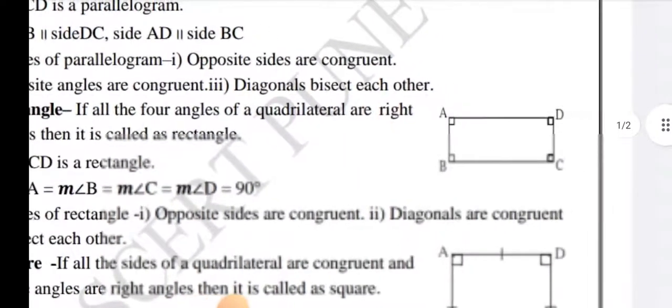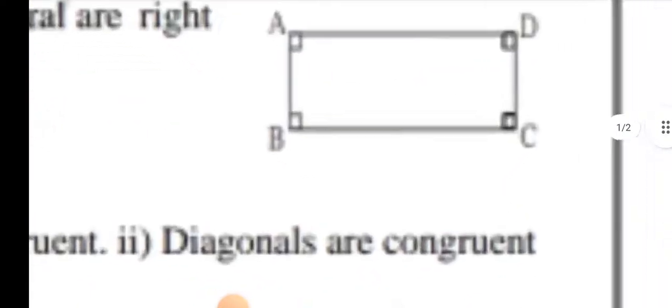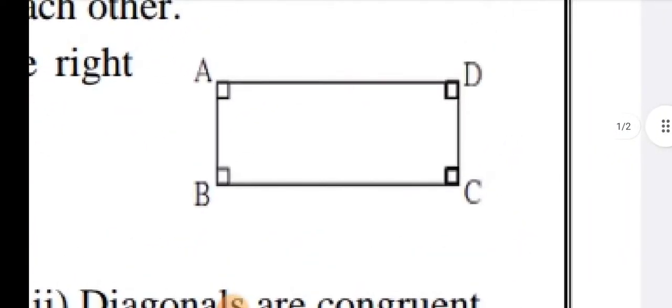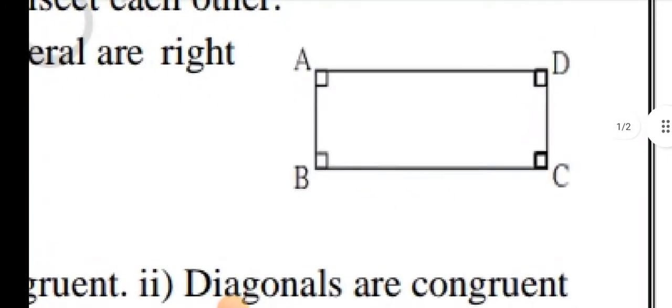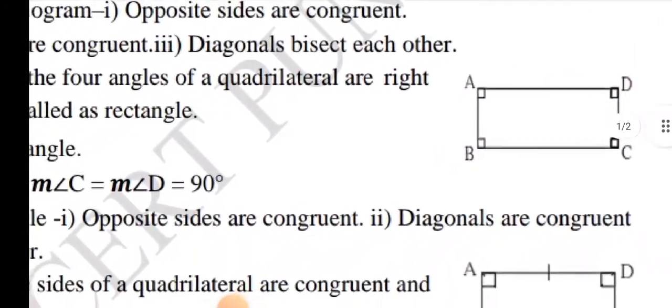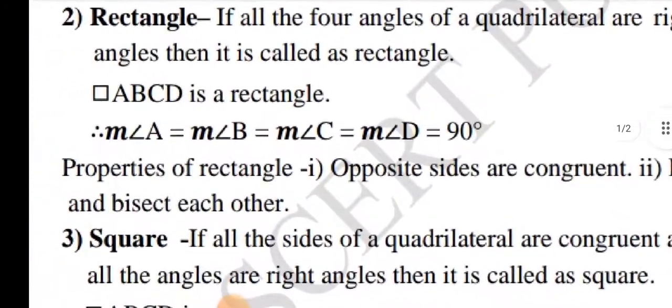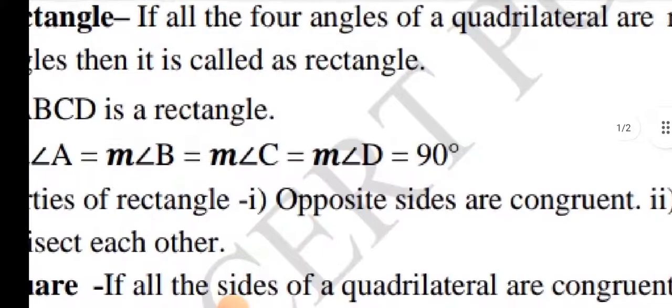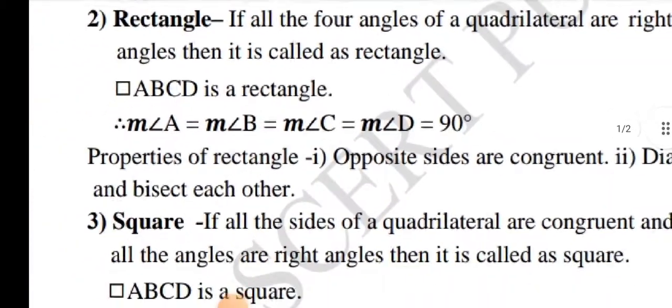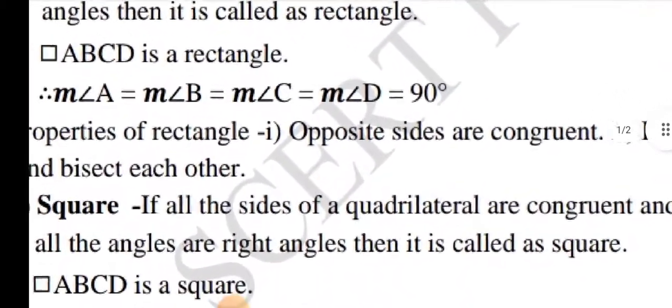Here, as shown in the figure, ABCD is a rectangle because all four angles A, B, C and D are right angles. Therefore, measure of angle A equal to angle B equal to angle C equal to angle D equal to 90 degrees.